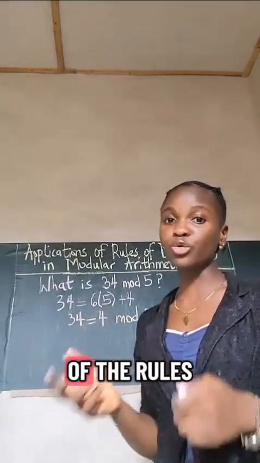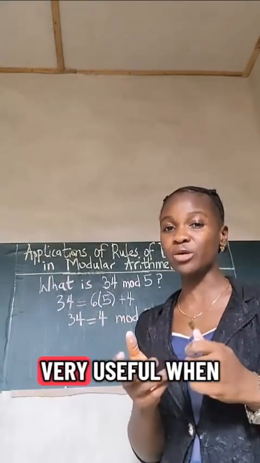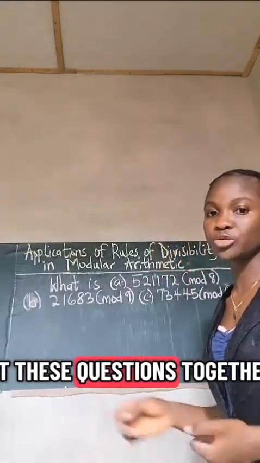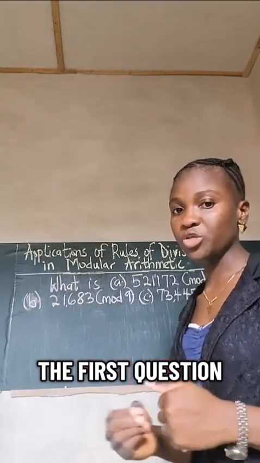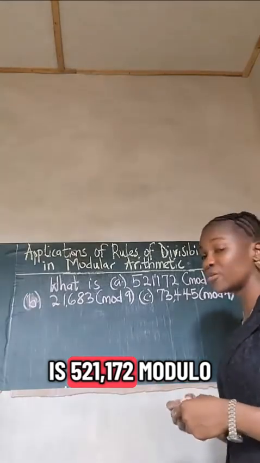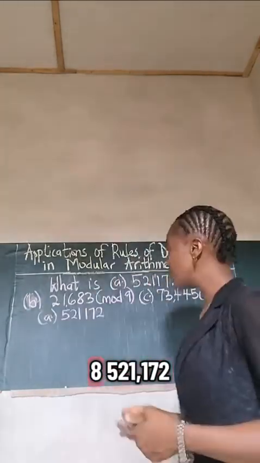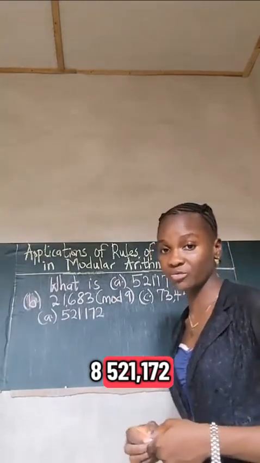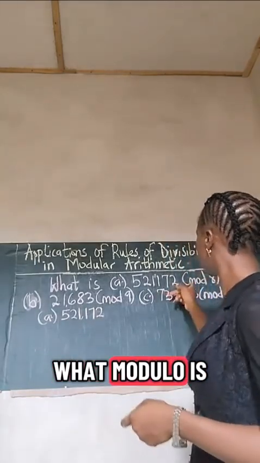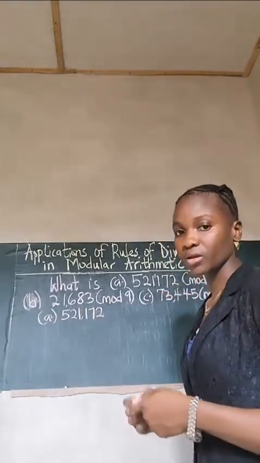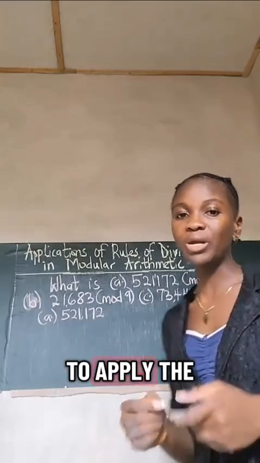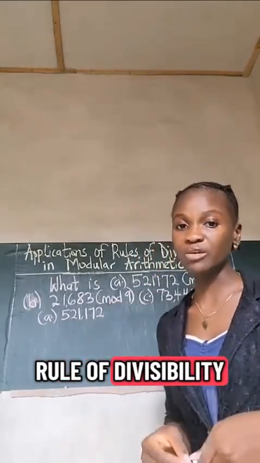Now, the application of the rules of divisibility will be very, very useful when we are dealing with larger numbers. Now, let's look at these questions together. The first question here is, what is 521,172 modulo 8? The first thing we have to ask ourselves is, what modulo is this question being asked? The question is being asked in modulo 8. So that means we are going to apply the rule of divisibility for 8.